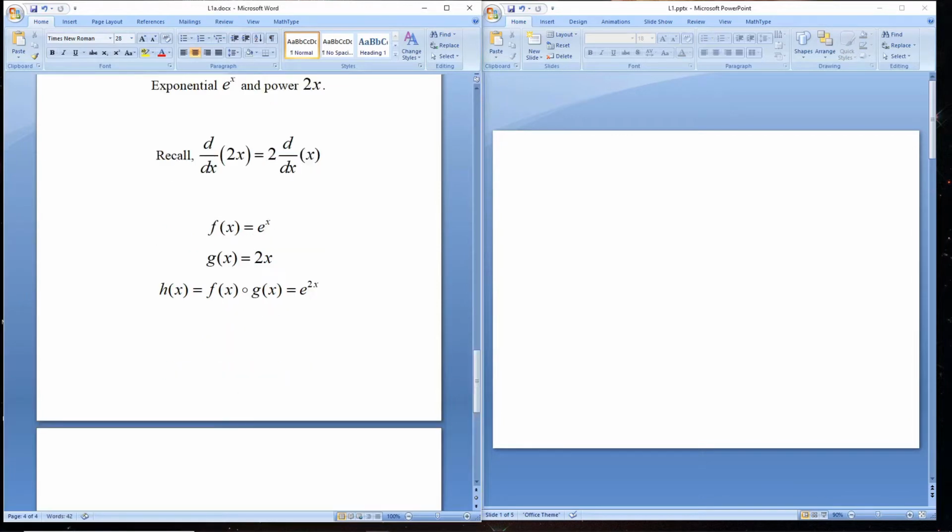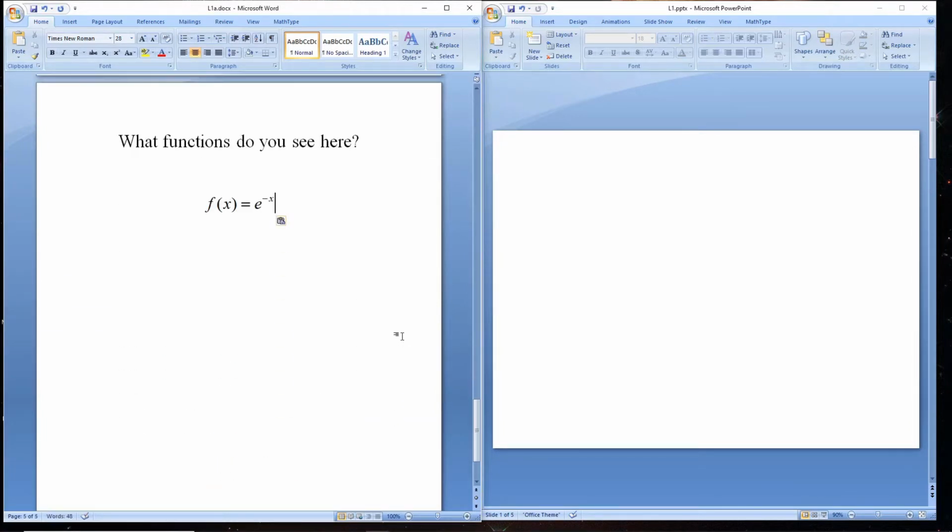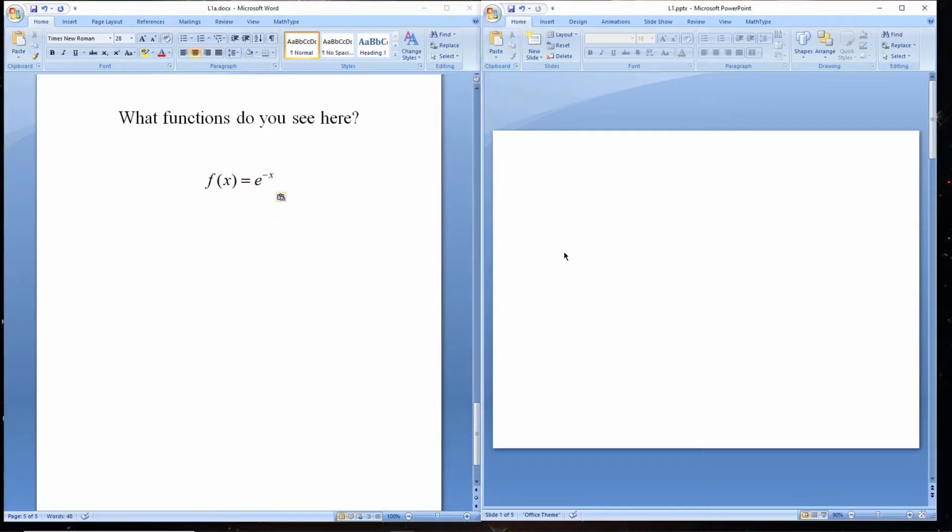So what about this one? What functions do you see here? Well, there's an exponential function e to the x and a constant function of -1. We are putting this constant function into the exponential function. And again, this is the composite from algebra.